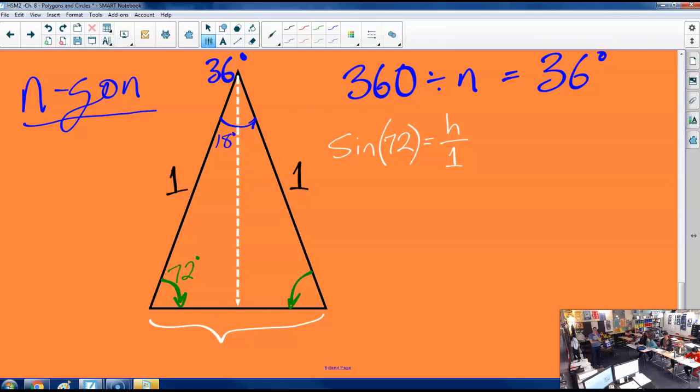Check that you're in degrees. Just always check that you're in degrees. I'm in degrees. So, h equals sine of 72.